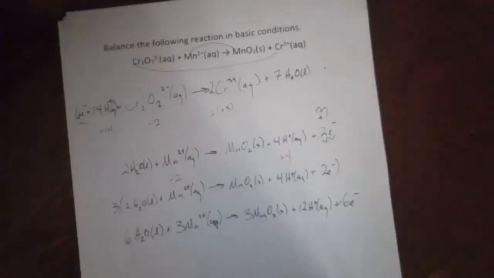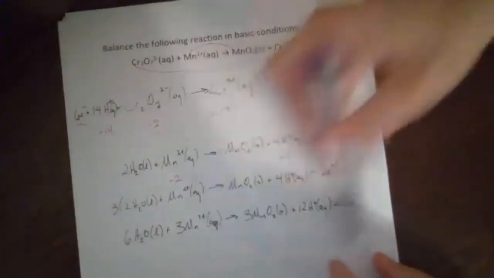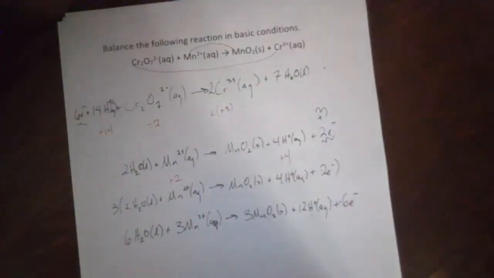So I've got 6 H2O plus 3 Mn2+ becomes 3 MnO2 plus 12 H+ plus 6 electrons. Now these electrons match the other half reaction, so I've got the numbers balanced out. I need to add them all together now. Actually, we're going to move to a second page to do that.